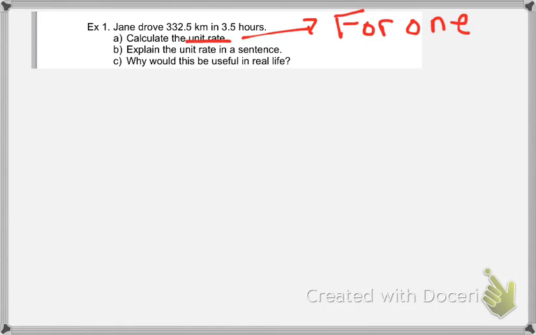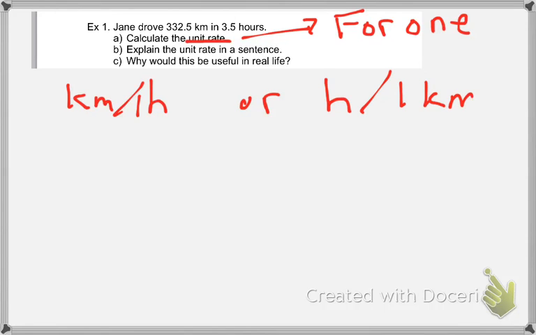Well, for one what? You could talk about how many kilometers she drove per hour, per 1 hour, or you could talk about how many hours it took to drive 1 kilometer. It doesn't specify which one. Which one would be more useful? Kilometers per hour or hours per kilometer? Well, kilometers per hour, that's the speed on the side of the road, on those signs, or the speed you're driving in a car. So kilometers per hour is the unit rate. That would make sense in this situation.